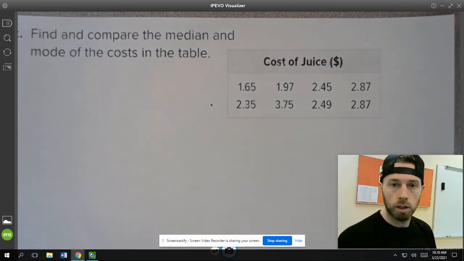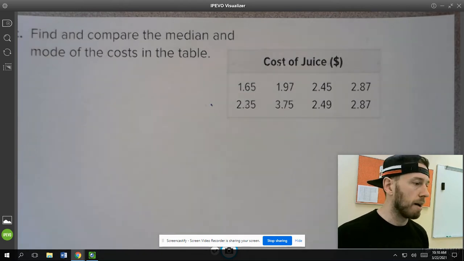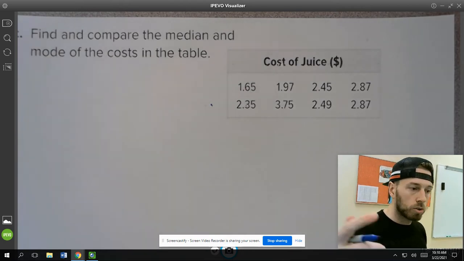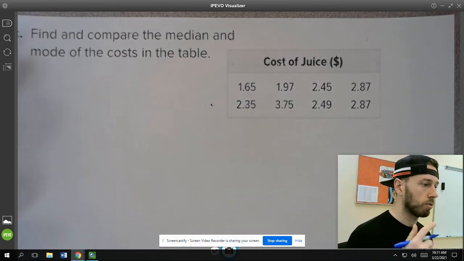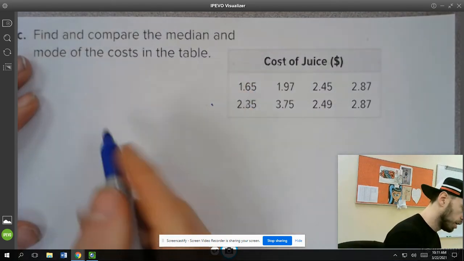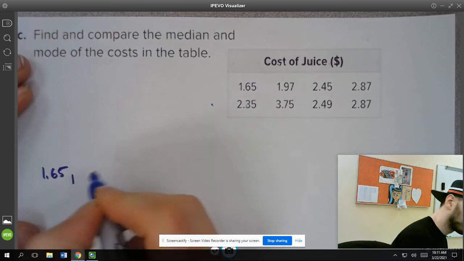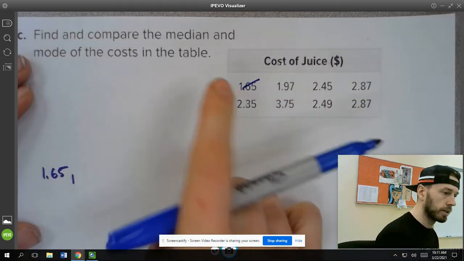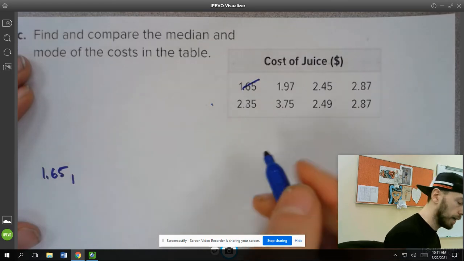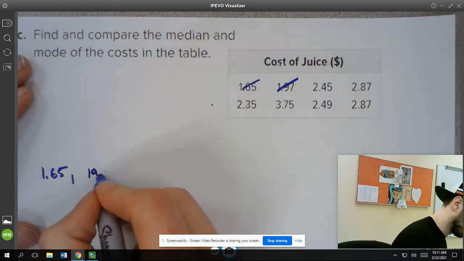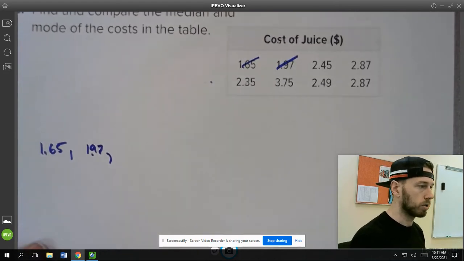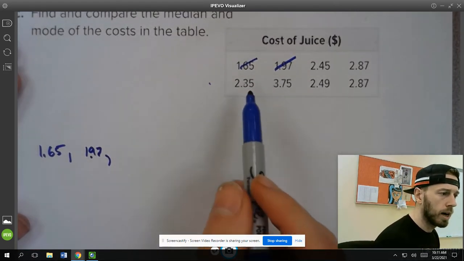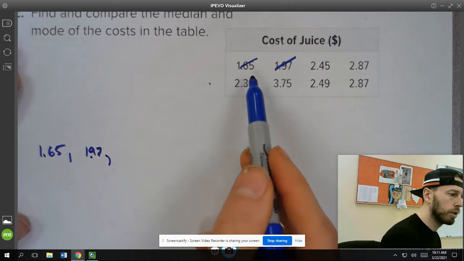Here is the cost of juice, right? Several different costs of juice, and we have 8 different costs right here. So what we're going to do is list these numbers in order from least to greatest right off the bat. I'm going to find the smallest number here, 165. Next, I'm going to cross them out as I do this. Looks like 197. I'm going to write small so I can fit it all on the screen here. Then we're in the 200s, so 235, I think.